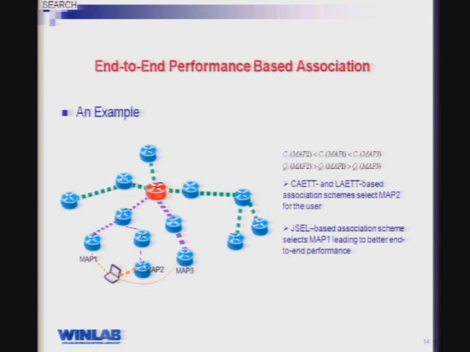And here is an example of our association mechanism. A laptop user can potentially associate with three access points. AP3 has the best path to the gateway, while AP2 has the poorest path to the gateway. However, access point 2 provides the highest quality access link. So based on CETT and LETT, the user will select access point 2 for association. But the GSEL-based association scheme will select AP1.